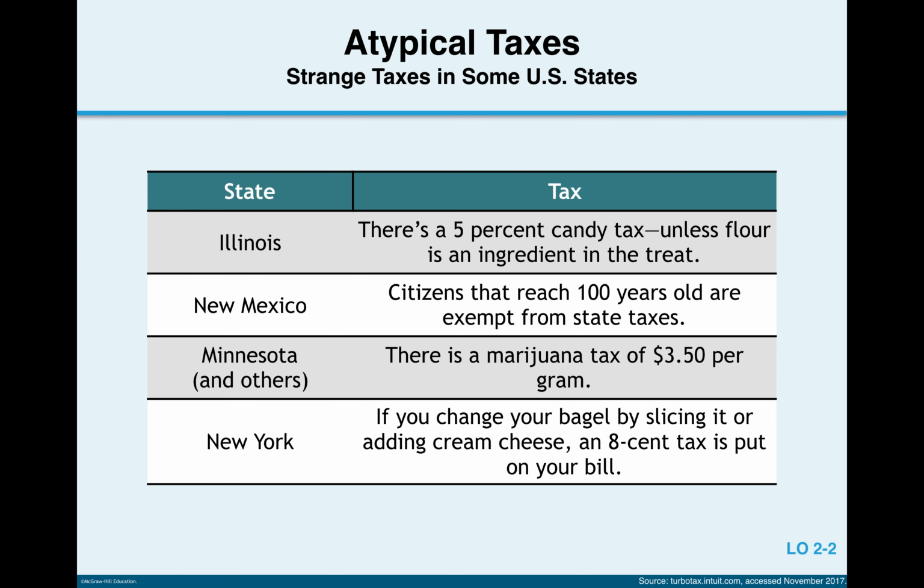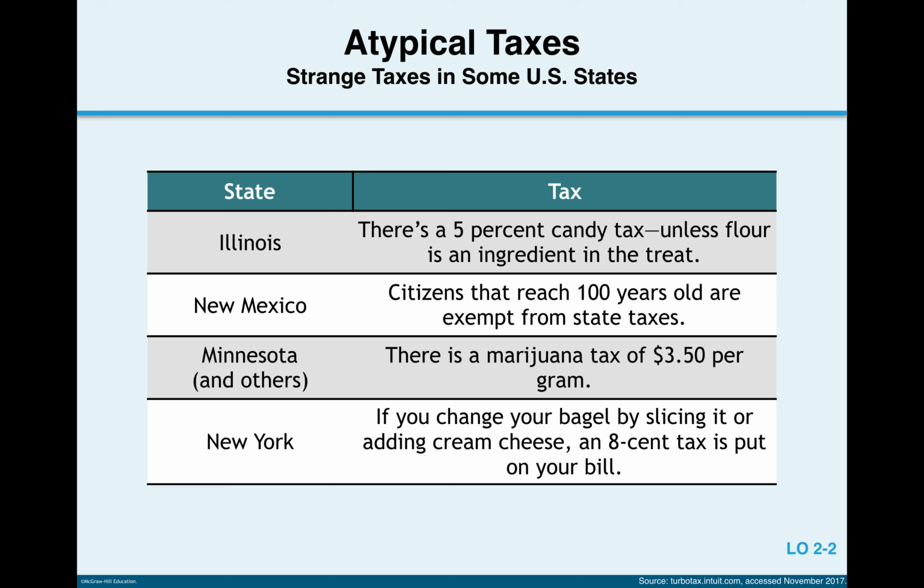So, some strange taxes in the United States. Here in Illinois, there's a 5% candy tax unless flour is an ingredient in the treat. New Mexico citizens that reach 100 years old are exempt from state taxes. I mean, that's a nice payoff if you're 100 years old or older. In Minnesota, there is a marijuana tax of $3.50 per gram.